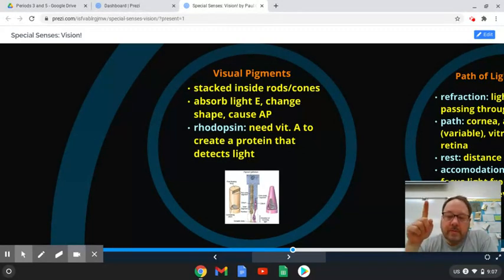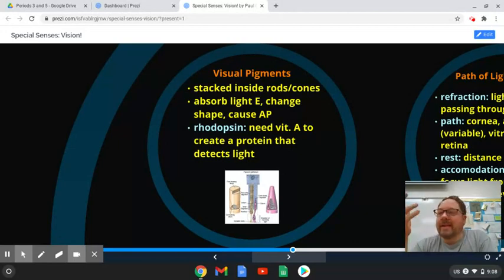One photopigment in particular is called rhodopsin. Rhodopsin evolved from bacteria that absorb light energy and use that to make their own food. So this molecule rhodopsin has been found in bacteria for a long, long time, for billions of years. It's just that we've taken this pigment and modified it to allow it to absorb light energy in our eyes. So we take vitamin A and convert it into this rhodopsin molecule, and then when light strikes this molecule, it changes its shape and causes an action potential.